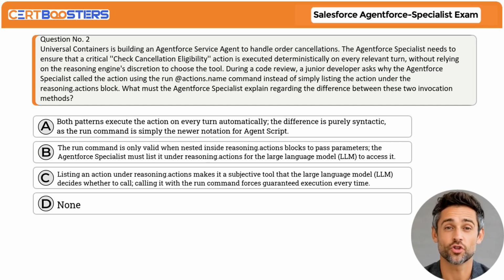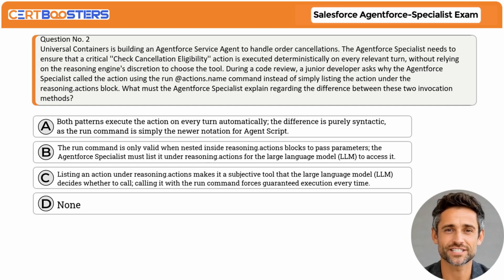During a code review, a junior developer asks why the Agentforce specialist called the action using the run @actions.name command instead of simply listing the action under the reasoning actions block. What must the Agentforce specialist explain regarding the difference between these two invocation methods?